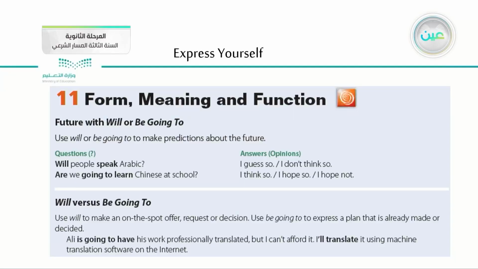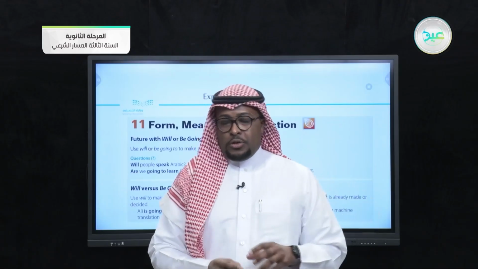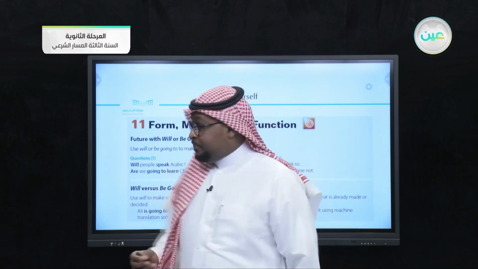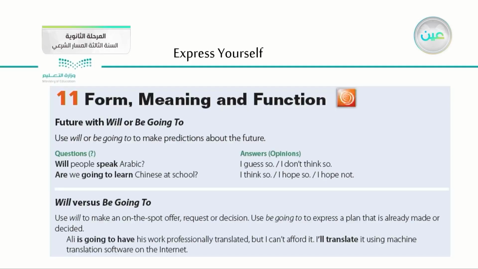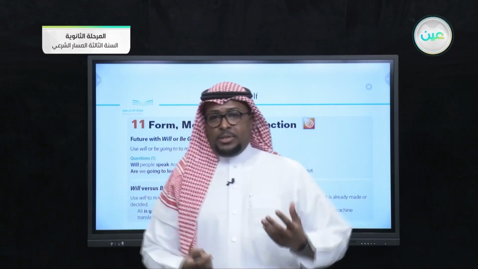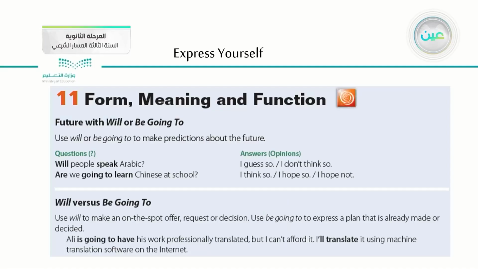Of course, as you see here, we have the definition of this part, which is we use will or be going to make predictions about the future. When we say predictions, we mean that we want to say something that actually will happen in the future. So this is the meaning of predictions. Of course, we can use this structure through questions and answers, and of course we can use it through statements. Let's go over first the questions.